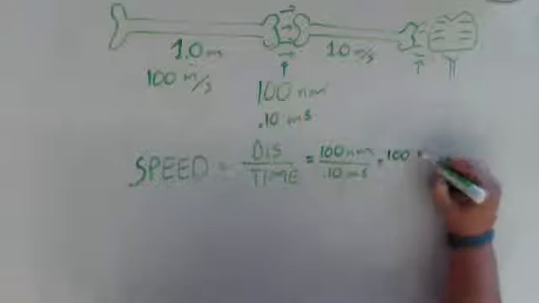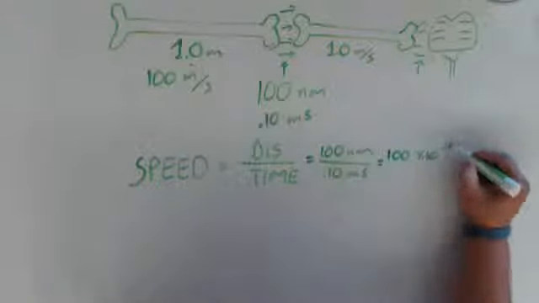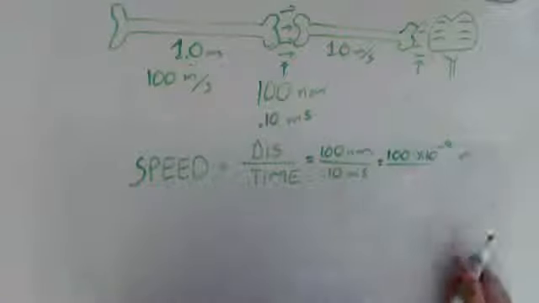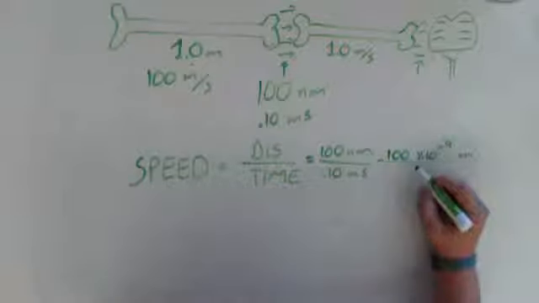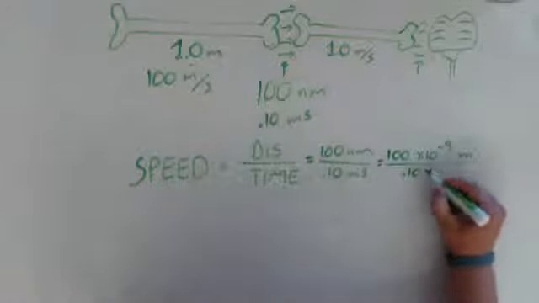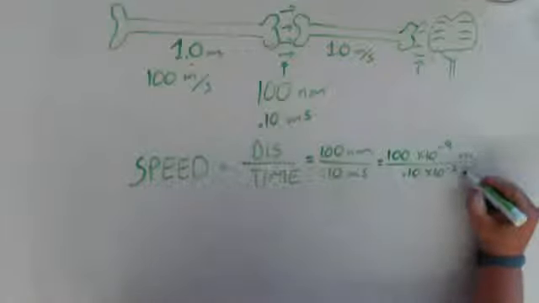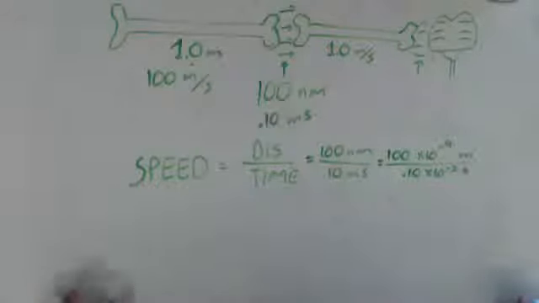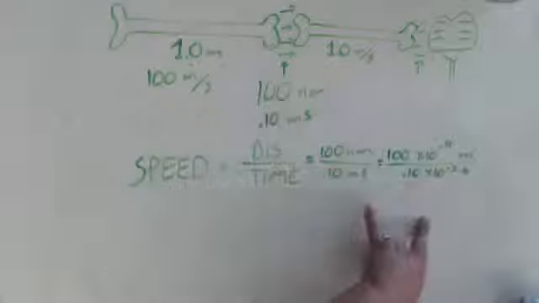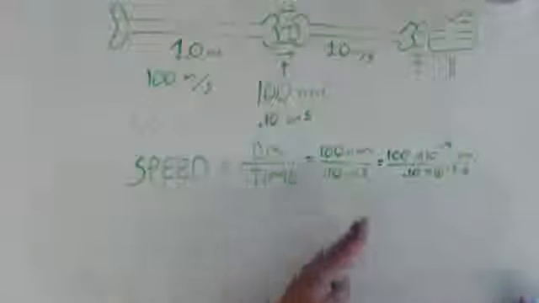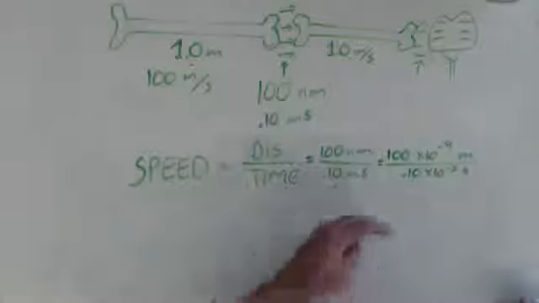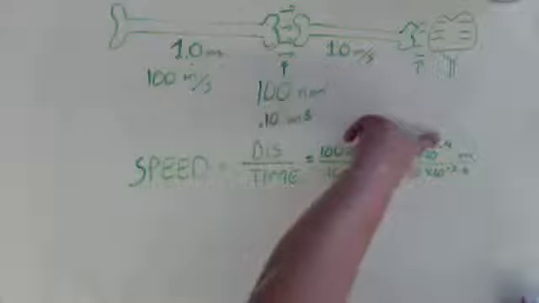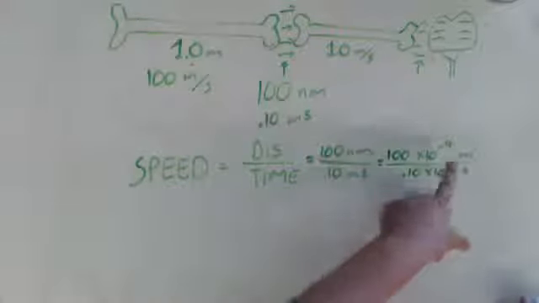So that's going to be 100 times 10 to the negative 9 meters. That's the conversion from nanometers to meters. Then I have my time, 0.1 times 10 to the negative 3 seconds. So there's a conversion from milliseconds to seconds. Now, when dealing with exponents, when powers of 10 are in play, if they're multiplied together, we add the exponents together. If they're divided by each other, as in this case, we take the top one and subtract the bottom one from that value.